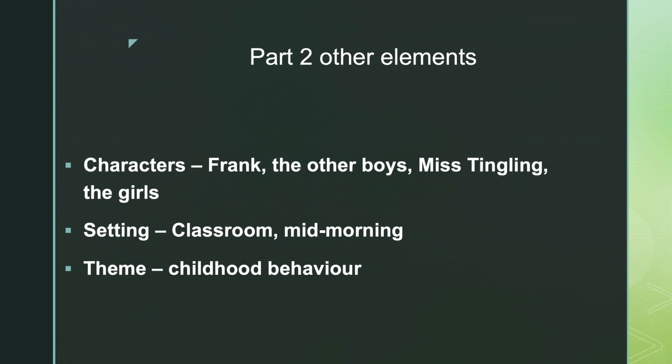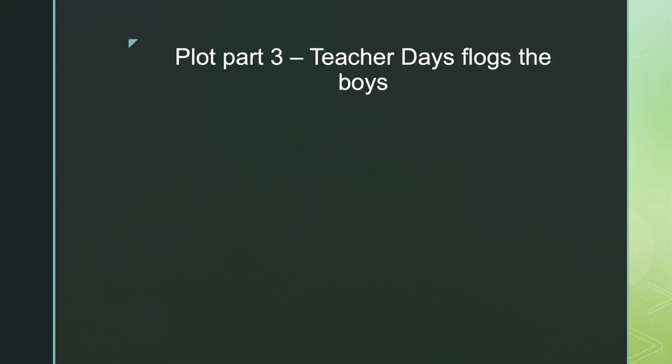They're being mischievous. Notice I didn't just say mischief, because your theme tends to be an overarching concept, and underneath it you might have several sub-themes. So mischief could be the sub-theme, but the overall theme would be childhood behavior, or you could say childhood and adolescence. That's a very common theme in adolescent literature.